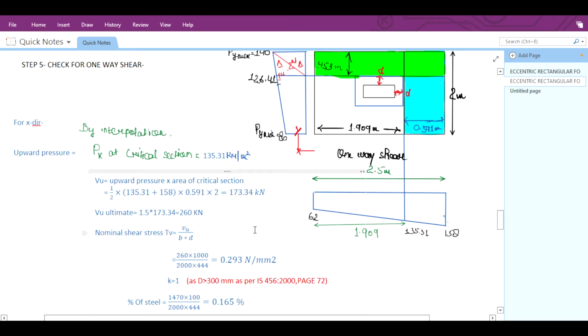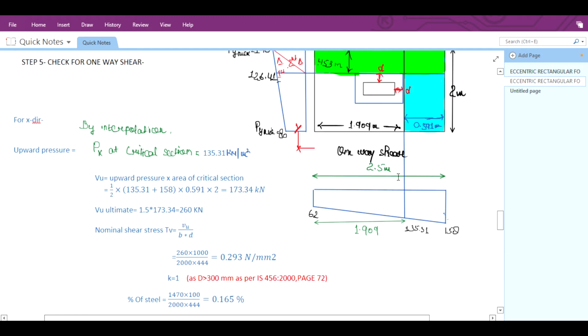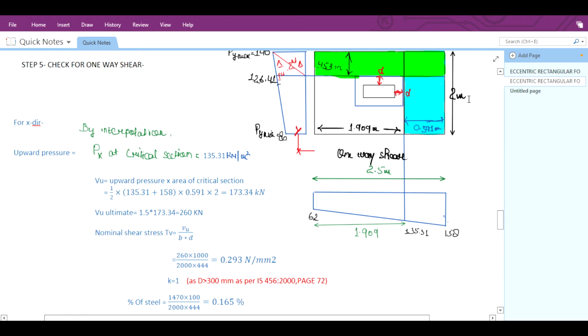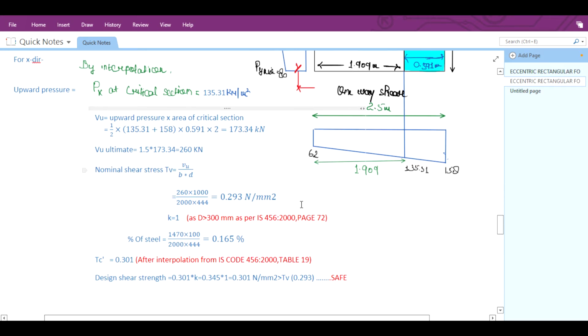Now your nominal shear will be calculated by the formula tau v is equal to Vu upon b into d. So Vu will be 260 multiplied by 1000 for conversion to Newton, divided by b into d, where b is the width, that is 2 meters or 2000 mm, multiplied by the effective depth for x direction, that is 444. It will come as 0.293 Newton per mm square, and your K value will be 1 because your total depth is greater than 300 mm.